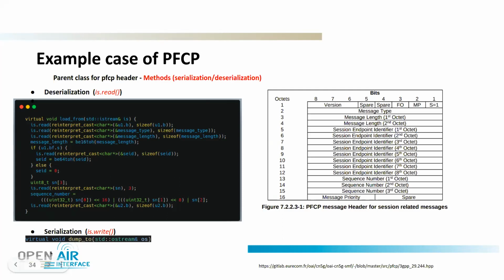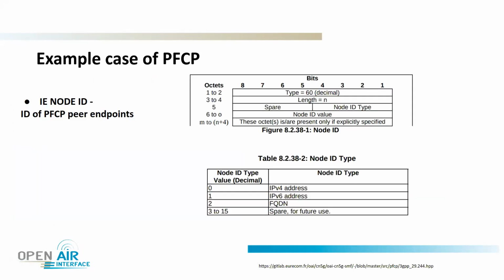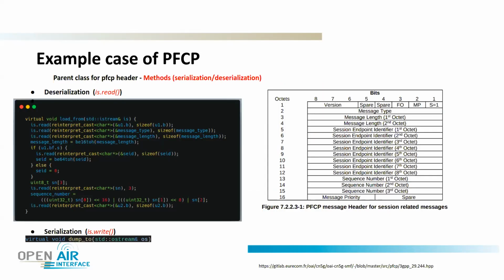Similarly, you will see another method, dump to. The difference will be only that instead of the input stream object read, you will have the output stream object with the write function, called dot write. So this is about how we can code a simple information element. Now we can see the actual information element. We have created a class for the generic header. This is a parent class that we will reuse.